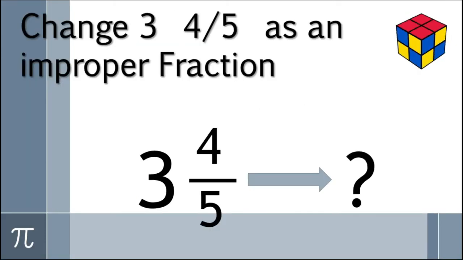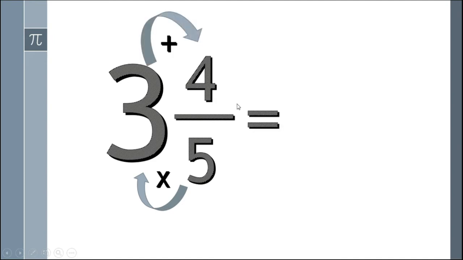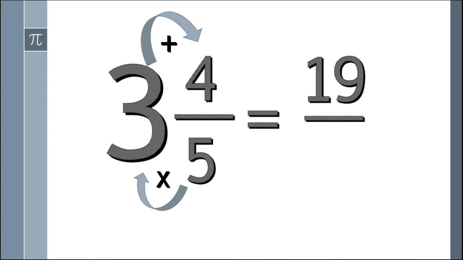Change 3 and 4 fifths to an improper fraction. Okay, 3 and 4 fifths. Katulad kanina, denominator, 5, multiply ninyo sa whole number. 5 times 3. Sagot, 15. Yung 15, i-add ninyo sa numerator. 15 plus 4 is equal to 19. Then, copy the denominator. Anong denominator? Yung 5. Kaya 3 and 4 fifths is equal to 19 fifths.